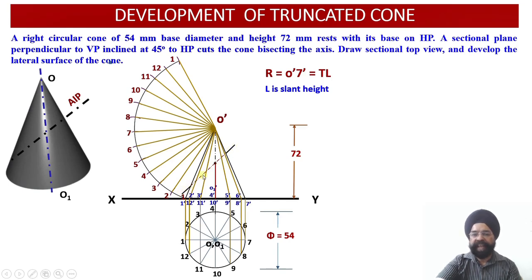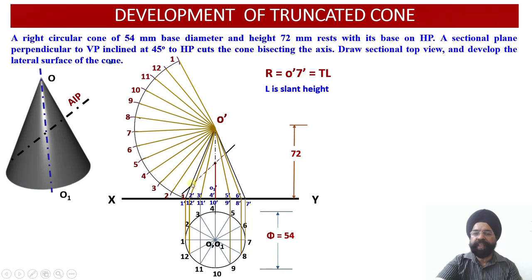What is an auxiliary inclined plane? It is a cutting plane which happens to be perpendicular to VP and inclined to HP. So I am going to draw an AIP inclined at an angle of 45 degrees to the horizontal plane. Once you draw this cutting plane, what we find is that it is intersecting all the 12 generators. Whatever slant generators are there, it is going to pass through all of them. You see, these are all slant generators, and all of them are being cut by this cutting plane.